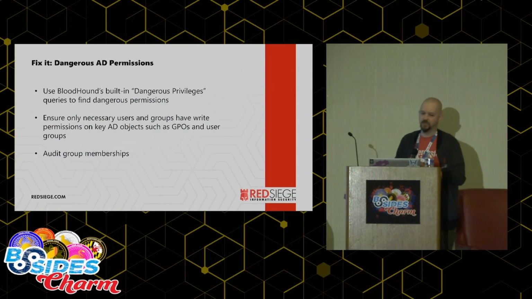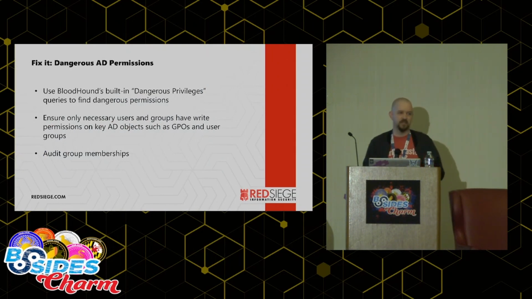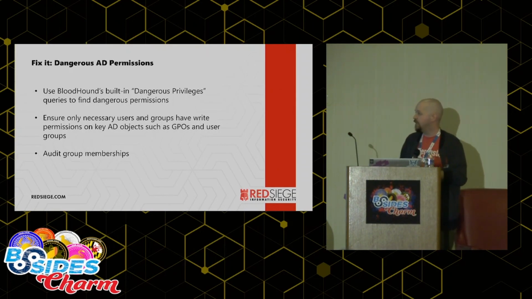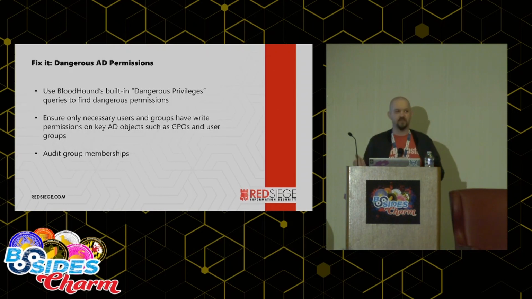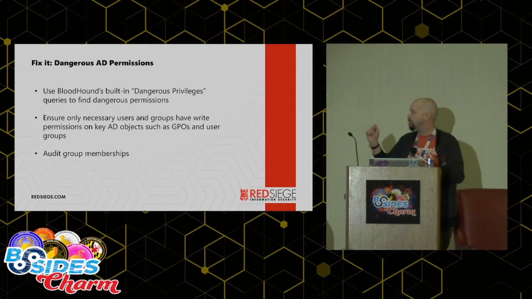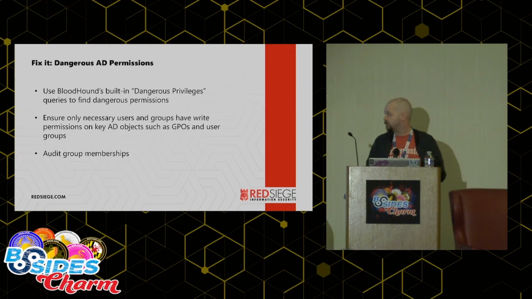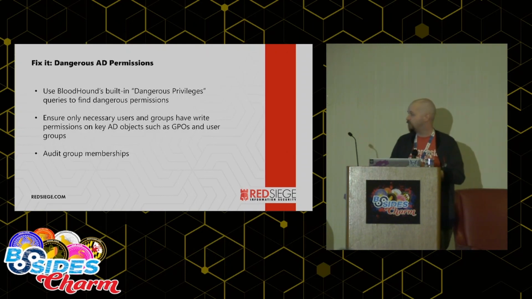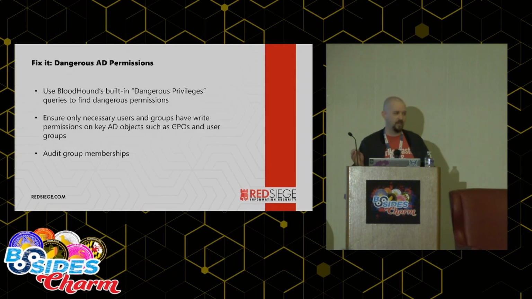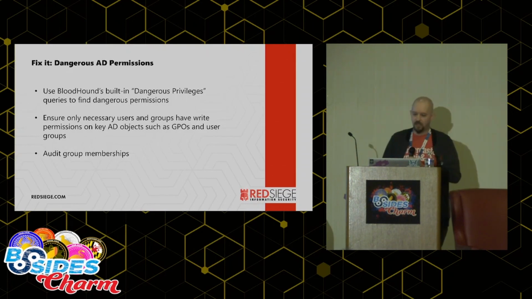Okay, so how do you fix it? This is just an Active Directory audit. You find it using Bloodhound's built-in queries. They've got a whole section that's just labeled dangerous privileges. That'll find all sorts of stuff like this. And then, anything that comes up in there, figure out how to break that chain. Make sure that only your necessary users and groups have write permissions on key Active Directory objects and user groups, and audit your group memberships.